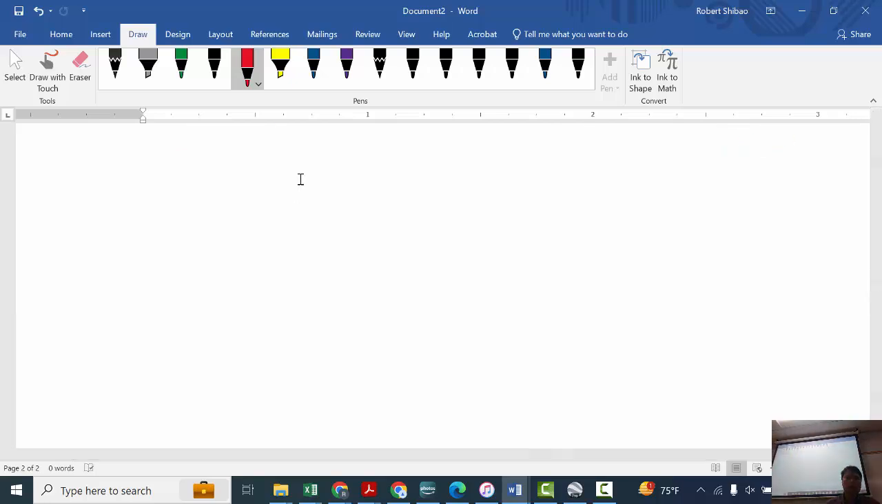Now, if we make a disulfate, we could link these 2 together like this.